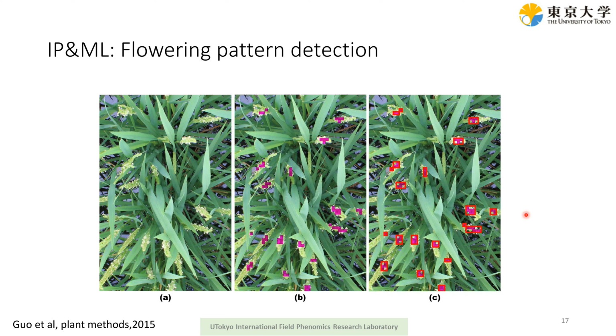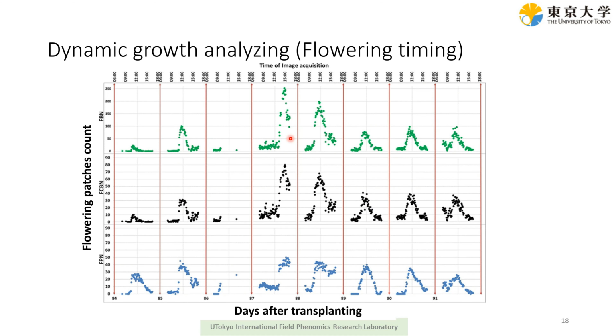Please be careful over here. We are not detecting the panicles, and we are also not detecting the anthers from the panicles. We're just detecting the flowering patterns from the pictures. So the number of these red blocks is not related to the number of panicles or flowering panicles for this study. However, even though we're just detecting the flowering patterns from the pictures, we still can achieve the goals.